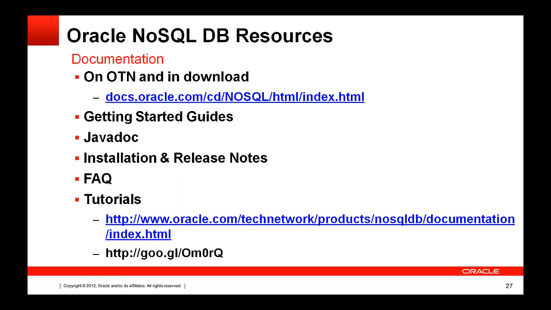The complete set of documentation for Oracle NoSQL Database is available online at the link listed, docs.oracle.com, and can also be found in the distribution kit. There are Getting Started guides, an administrator guide, Java doc, and sample applications. There is also a detailed FAQ which contains useful information that is kept up to date in the online version at docs.oracle.com. Other Oracle NoSQL Database tutorials can be found at either of the links listed.